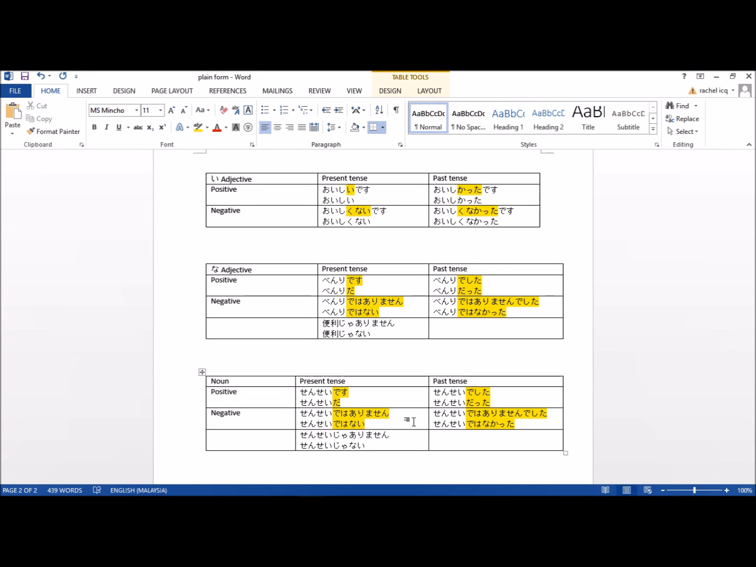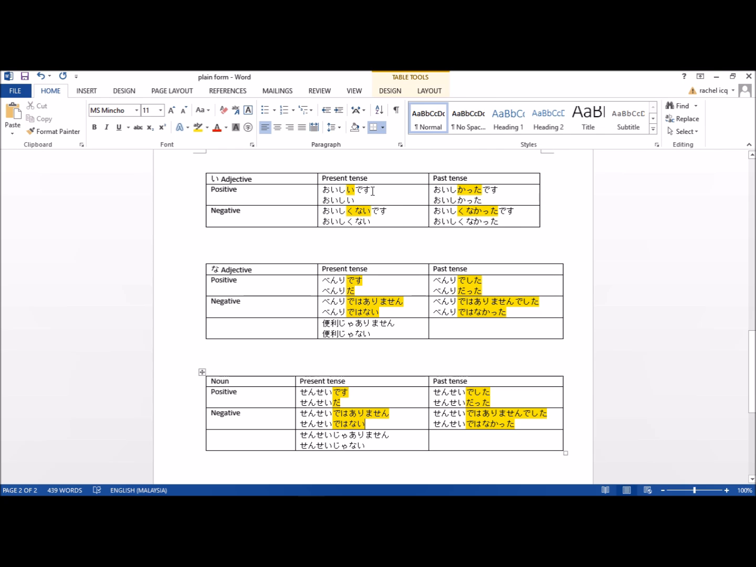For plain form, changing e adjective, na adjective, and noun is indicated here in the chart. For e adjective, it's basically quite easy actually. You can say oishi desu and it becomes oishi. Oishikata desu becomes oishikata. Oishiku nai desu becomes oishiku nai. Oishiku nakata changes to oishiku nakata.